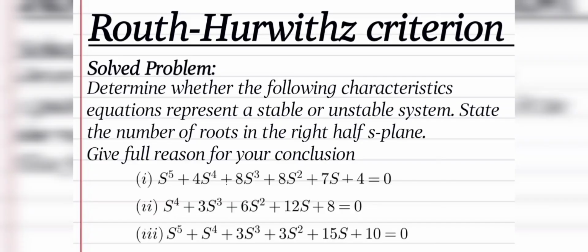In this video, I'm going to teach you how to solve the question on my screen. The question says, determine whether the following characteristic equations represent a stable or unstable system. State the number of roots in the right half S-plane. Give full reason for your conclusion.